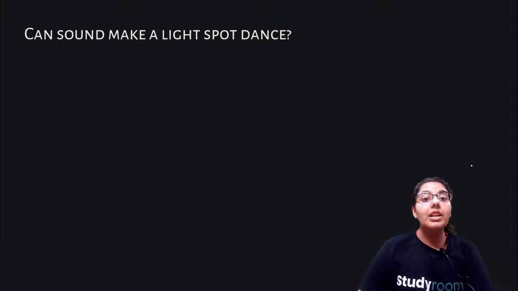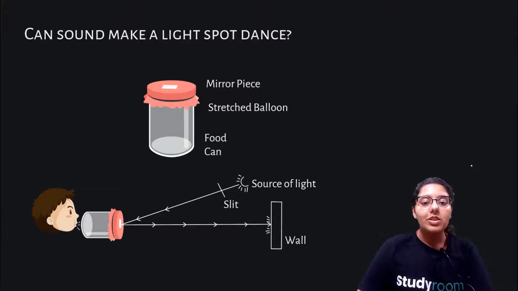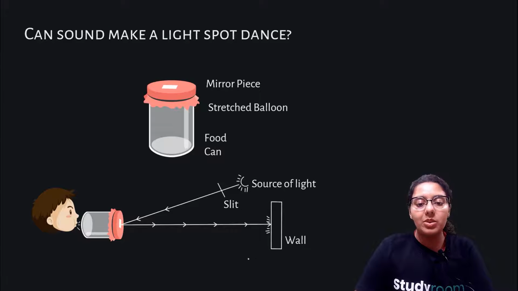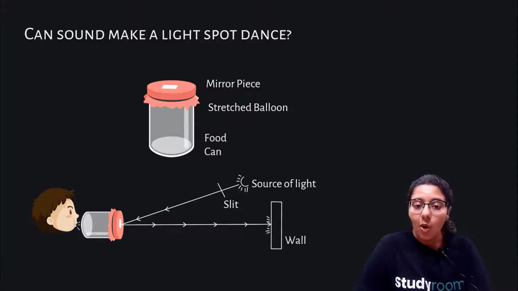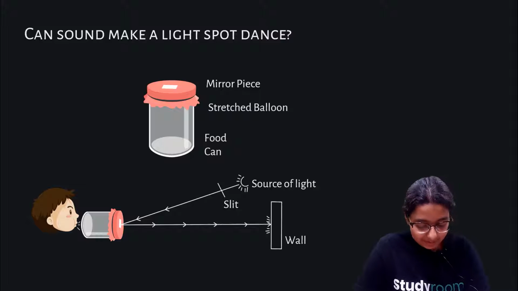Can sound make a light spot dance? So let's do an experiment to learn more about this. Okay, so take a tin can, remove both ends to make it a hollow cylinder. Take a balloon and stretch it over the can. Then wrap a rubber band around the balloon.